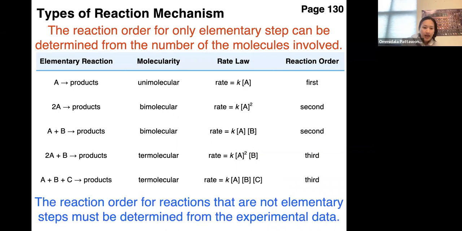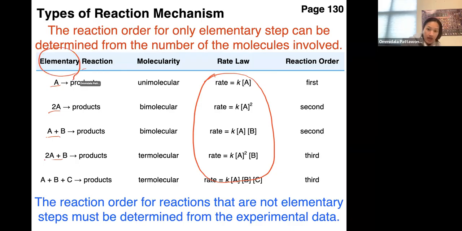Again, note that for this reaction right here, when you are looking at the rate law, the reason why we are able to look at the number of molecules is because these are elementary steps. If you have a reaction that is not an elementary step, you cannot use this way. You cannot look at the number of molecules and then write the rate law. You need to determine it by experimental data.